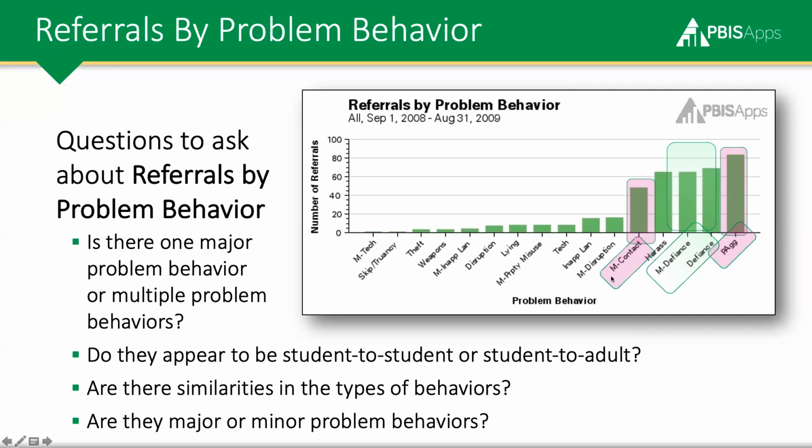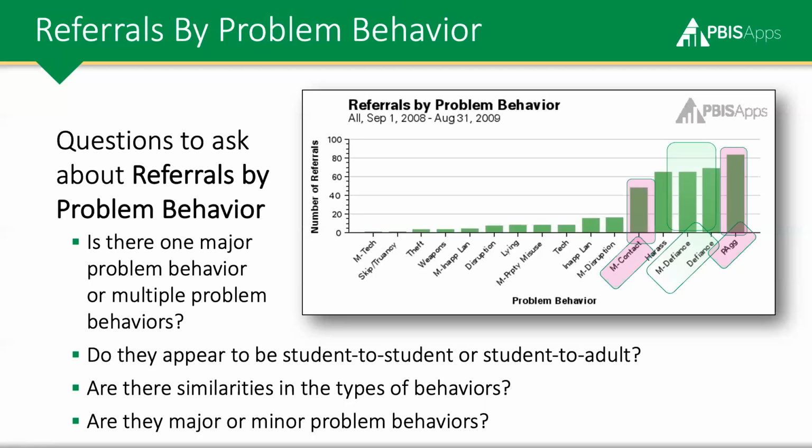So by looking at your problem behaviors, are we seeing groupings of behaviors? Is there one behavior that's popping up over all the others? Are they majors? Are they minors? And I'm hoping in your system, whatever system you're keeping your data in, you differentiate between major and minor problem behavior.